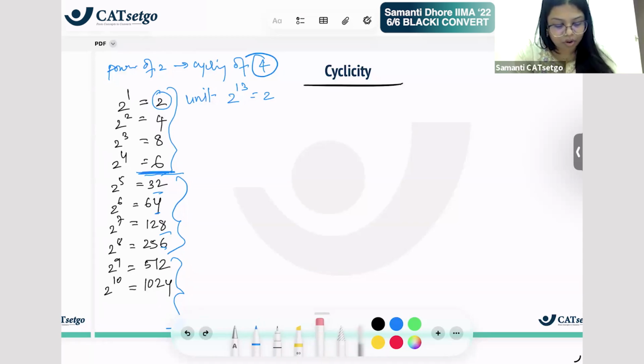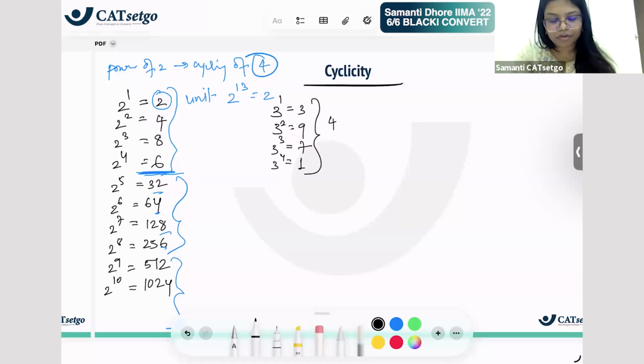Let us understand the cyclicity of all other numbers. Okay. We start with 3. 3 raised to 1 is 3. 3 square is 9. 3 cube is 27. 3 raised to 4 is 81. Right? Then again it starts from 3. So 3 also has a cyclicity of 4.